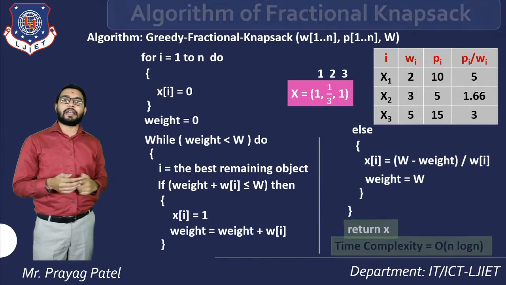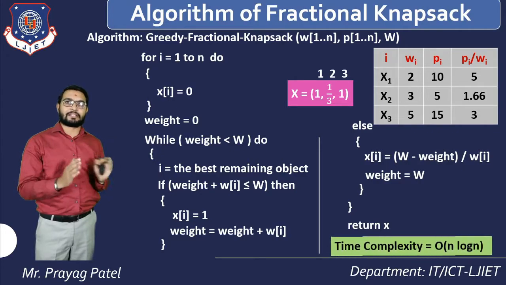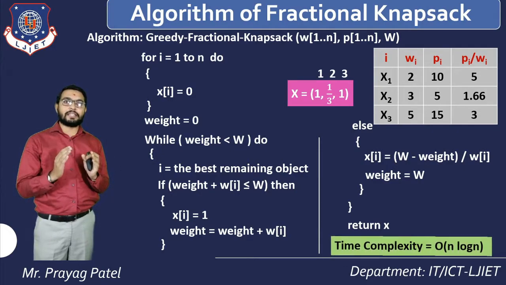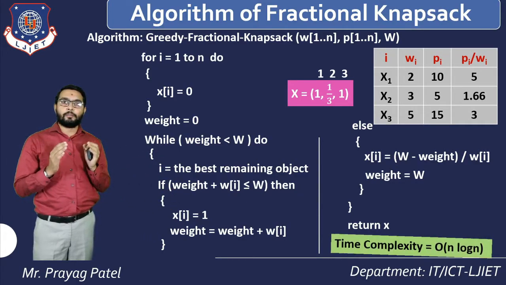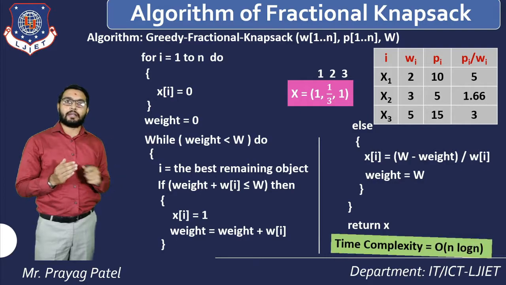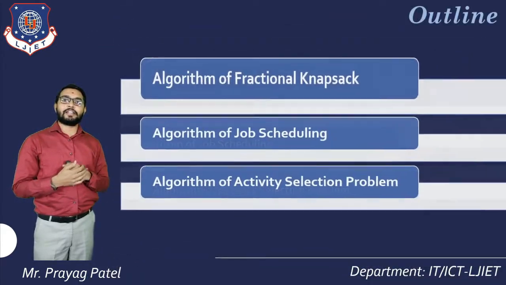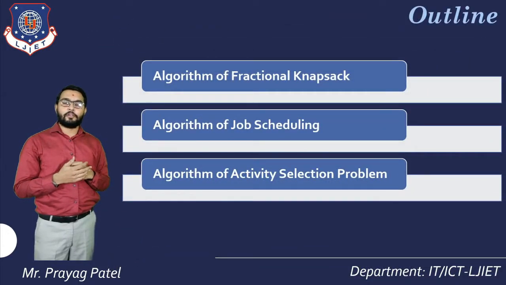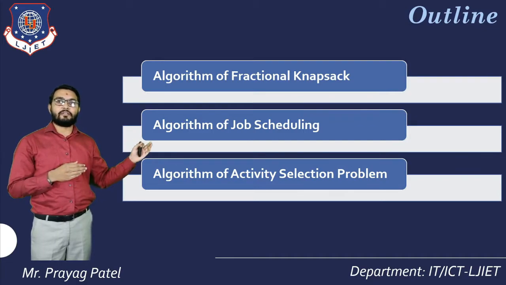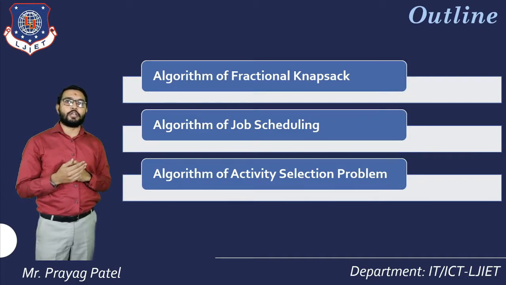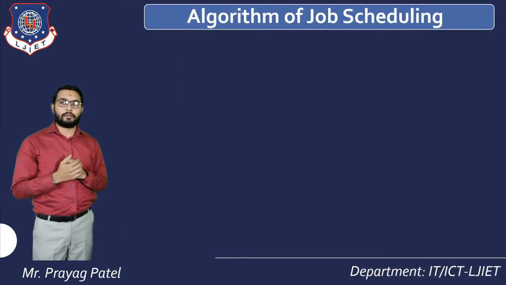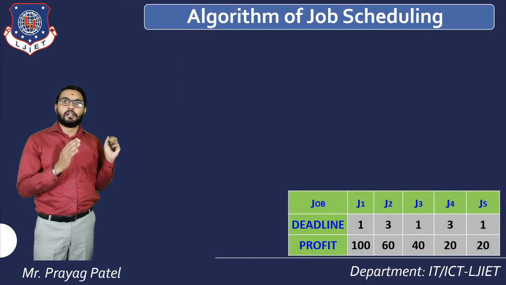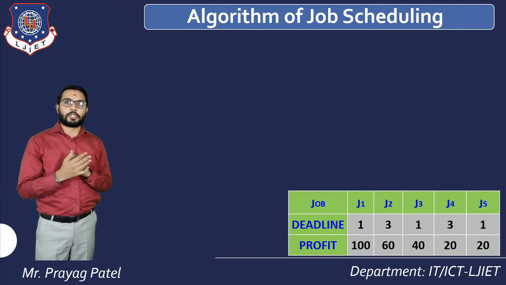So this is considered the algorithm for the fractional knapsack problem. Now what is the time complexity of the fractional knapsack problem? Consider the time complexity equal to big O of n log n. Now consider another algorithm using the greedy method. The second one is the algorithm of job scheduling. Here consider the second algorithm, for job scheduling. Now consider one example of job scheduling.